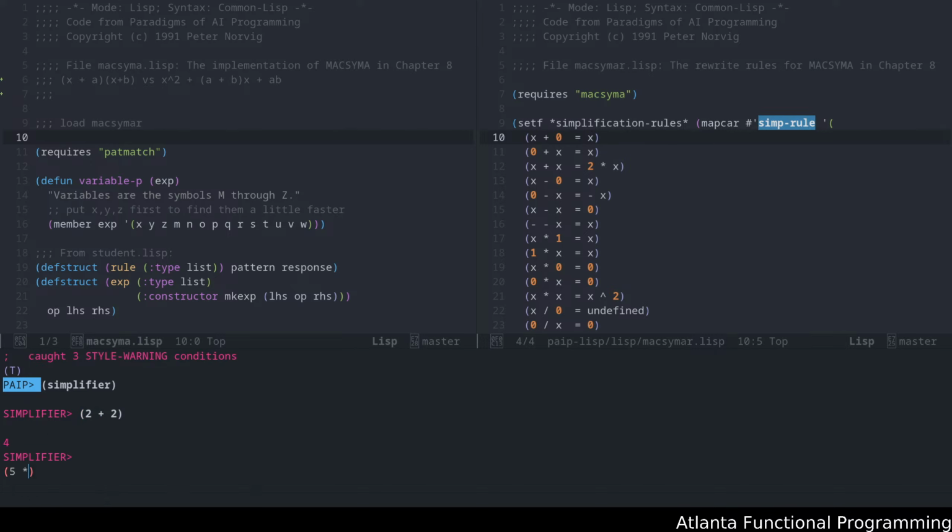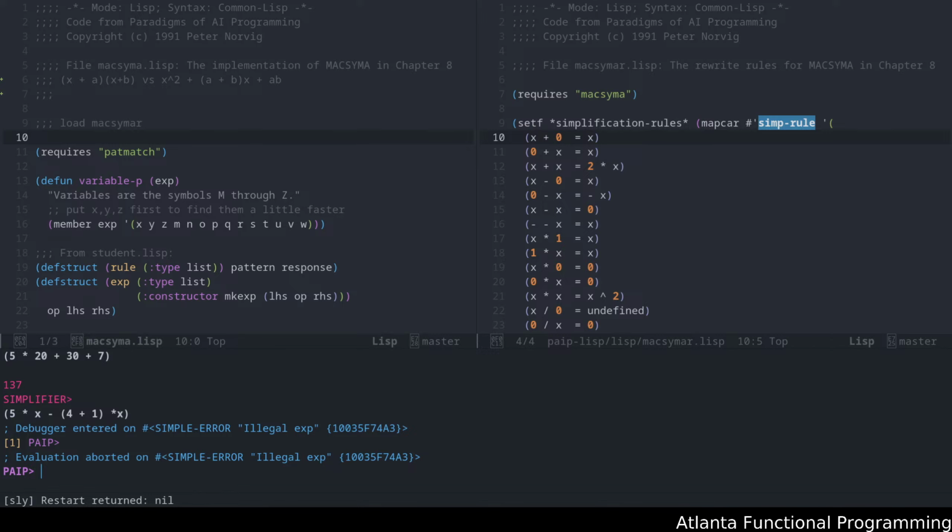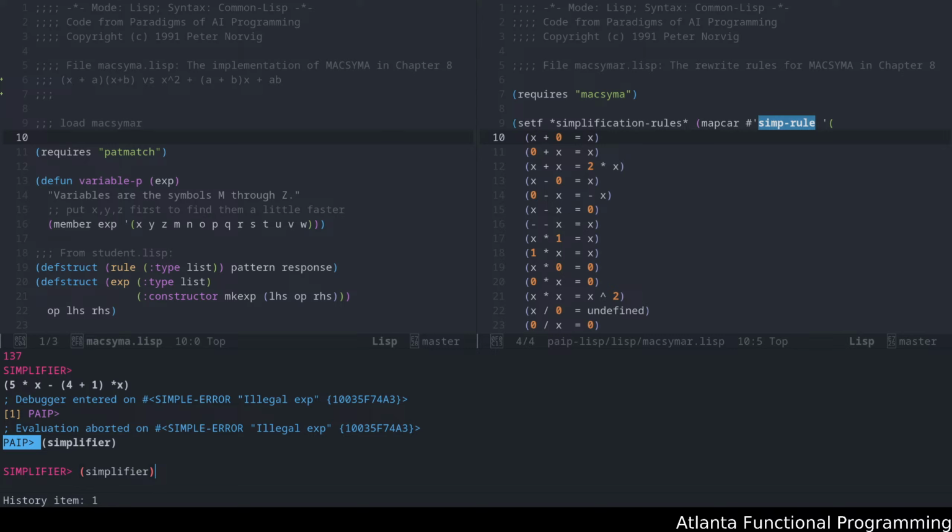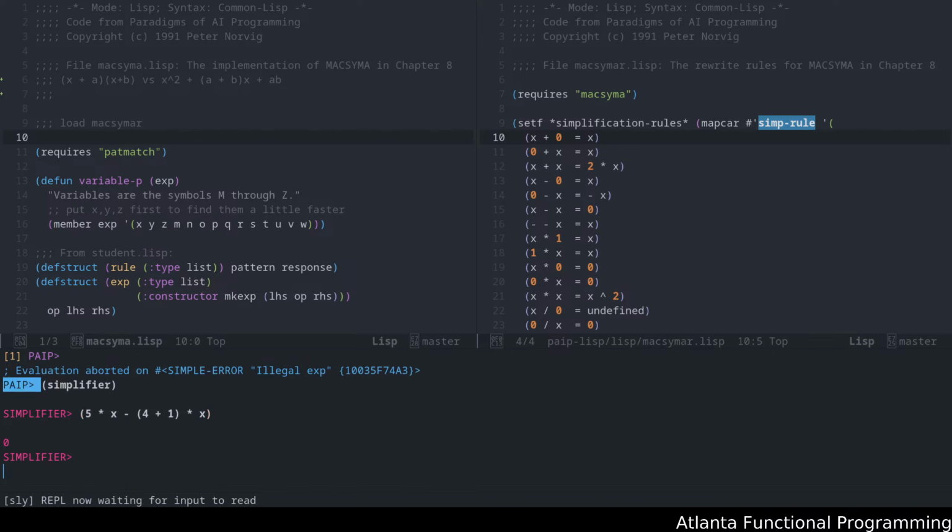We get 5 times 20 plus 30 plus 7. You also get 5 times x minus 4 plus 1 times x. We're good. Oh, right, because I did not do this right. This should be 5 times x, 4 plus 1 times x. We get 0.